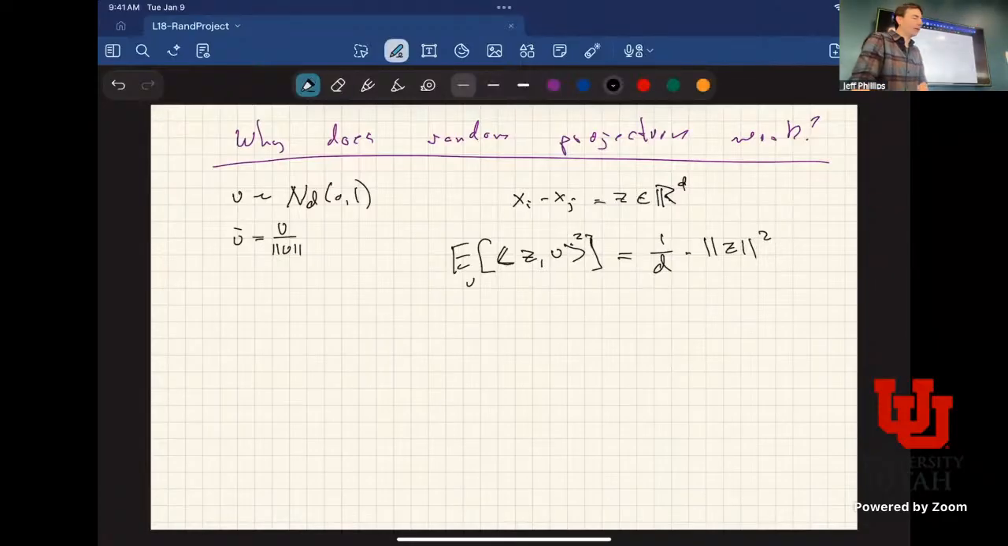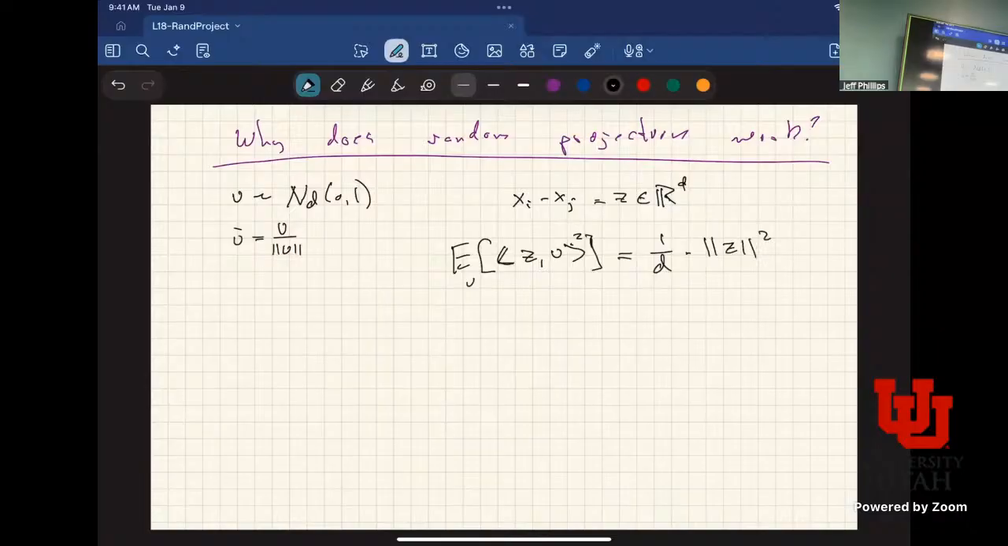So the square of this dot product, I want it to be exactly this, 1 over d times the squared norm of z. If I took my original vector z and I wanted to preserve its length, and I took a dot product with u and squared it, what's the expected value of that? I want it to be exactly 1 over d. So let me explain roughly why this statement is true.